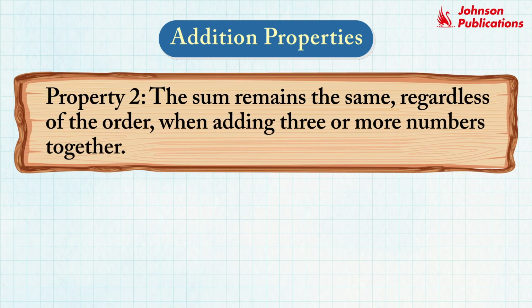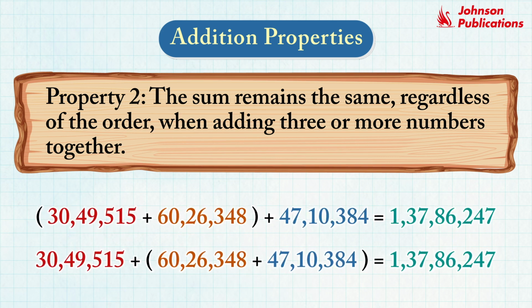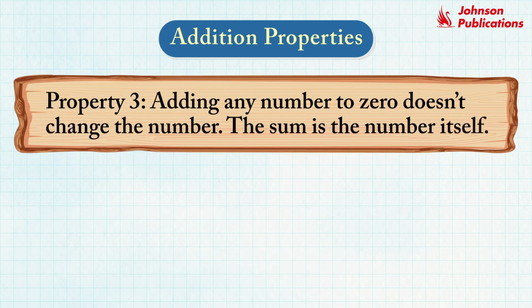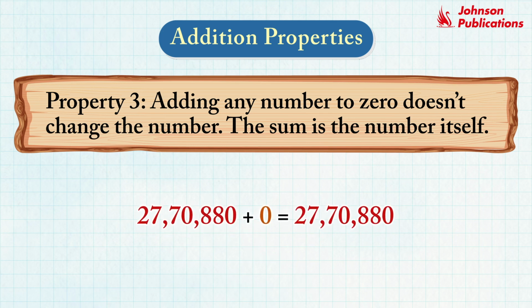Property 2. The sum remains the same, regardless of the order, when adding three or more numbers together. For example, look at the calculation of larger numbers here. Property 3. Adding any number to 0 doesn't change the number. The sum is the number itself. Look at this example.